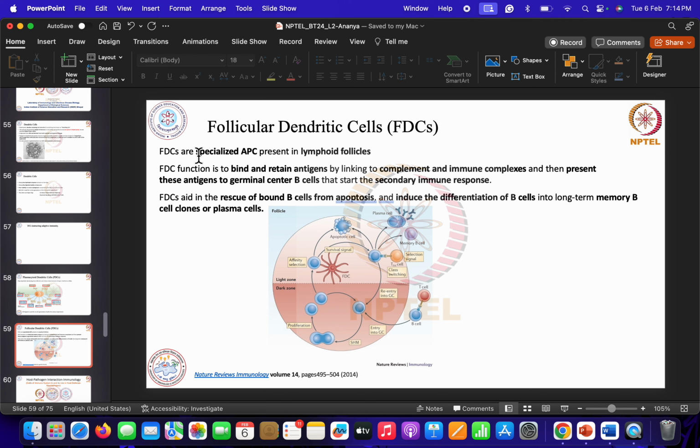Follicular dendritic cells are specialized antigen presenting cells present in lymphoid follicles. Their function is to bind and retain antigens by linking to complement and immune complexes, and then present these antigens to germinal center B cells that start the secondary immune response. Follicular dendritic cells aid in the rescue of bound B cells from apoptosis and induce the differentiation of B cells into long-term memory B cell clones and plasma cells.